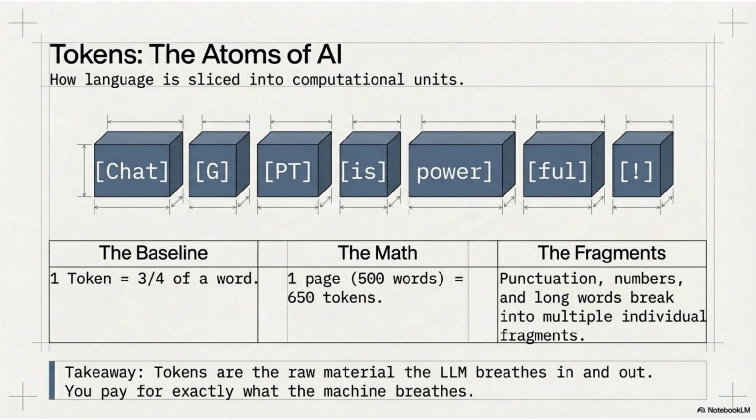The baseline rule of thumb is that 1 token equals roughly 3/4 of a word. So 1 page of about 500 words translates to roughly 650 tokens. Punctuation, numbers, and long words each break into their own individual fragments. The key takeaway here at the bottom of this slide says it perfectly. Tokens are the raw material the LLM breathes in and out. You pay for exactly what the machine breathes.